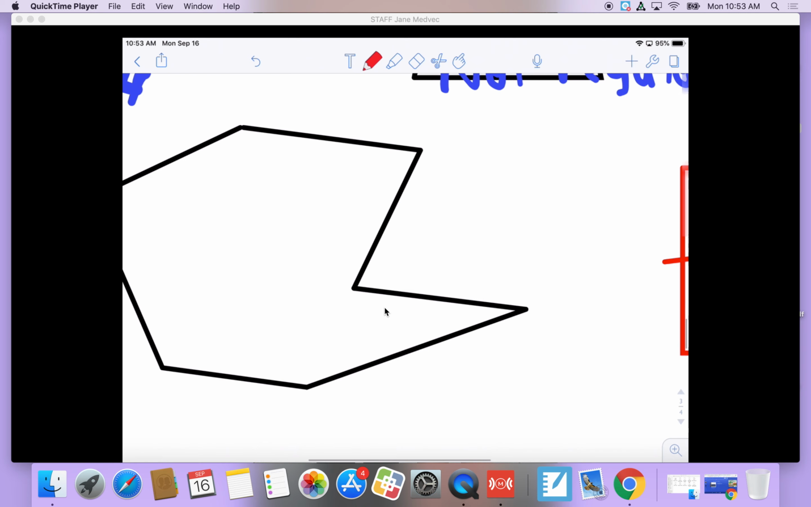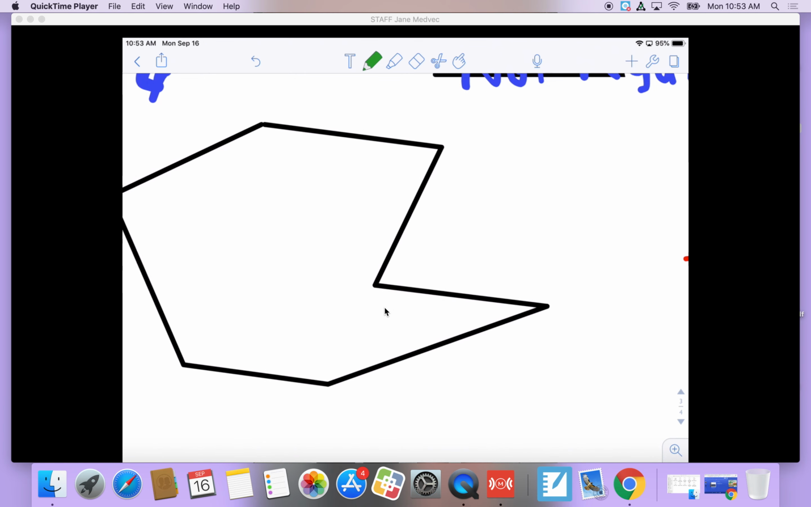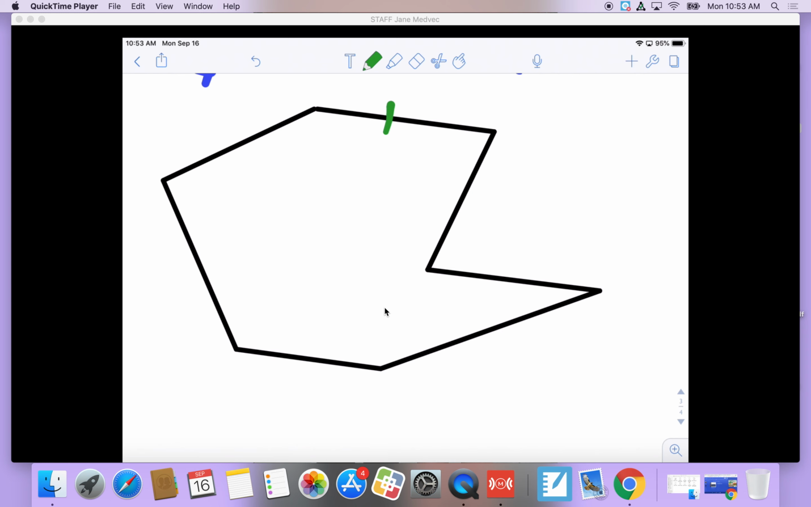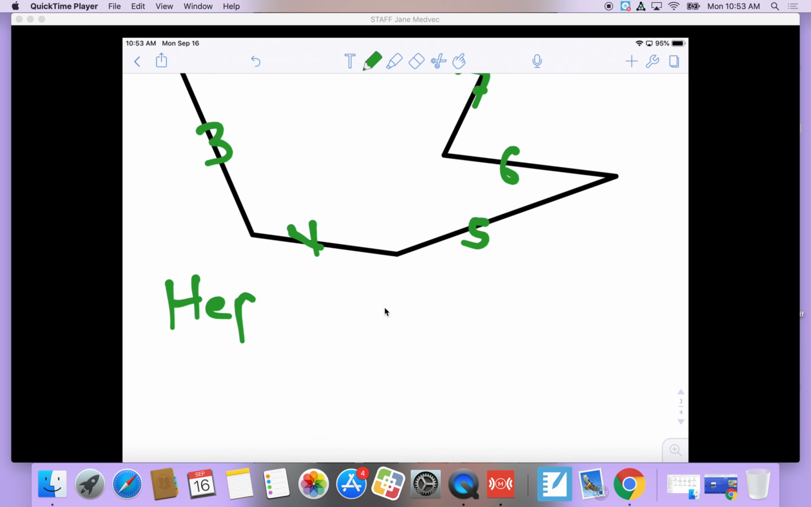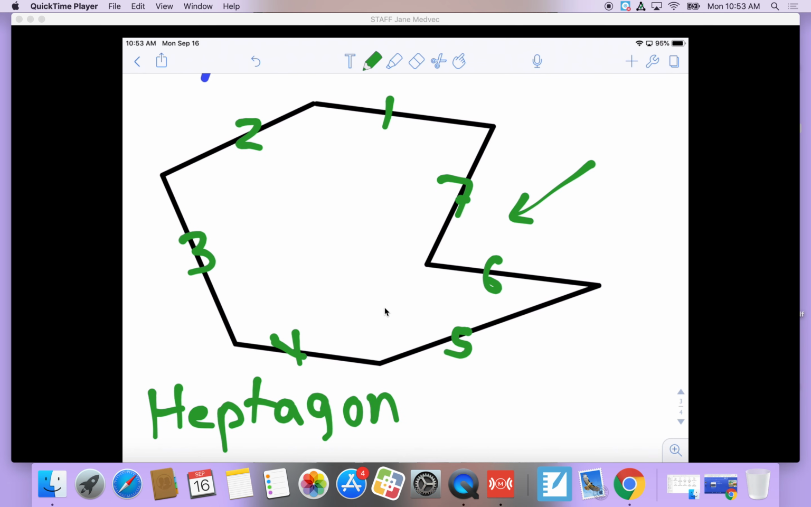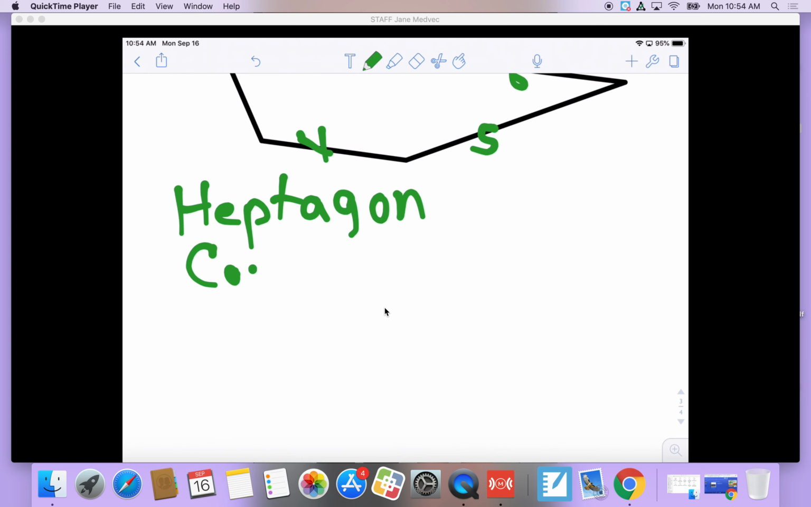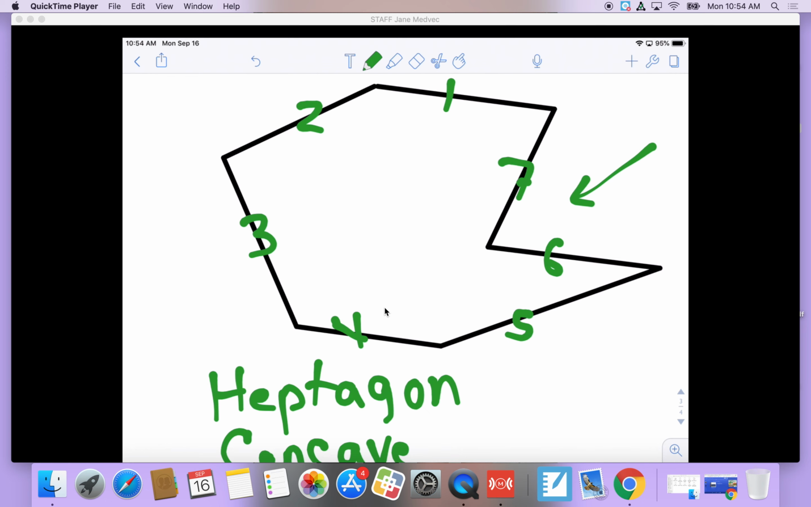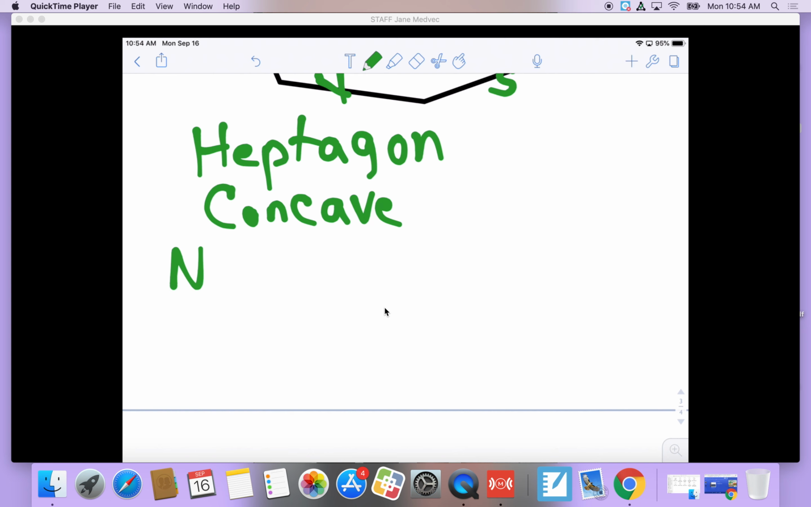All right, let's take a look at this next one. This next one you're going to notice, it's kind of a funky shape. It's got 1, 2, 3, 4, 5, 6, 7 sides. So this would be called a heptagon. You'll notice that it is punched in, so it's concave. And you're going to notice that none of the sides are the same, so it's not equilateral, and the angles aren't the same, so it's not equiangular. So it is not regular. Remember, it has to have both.